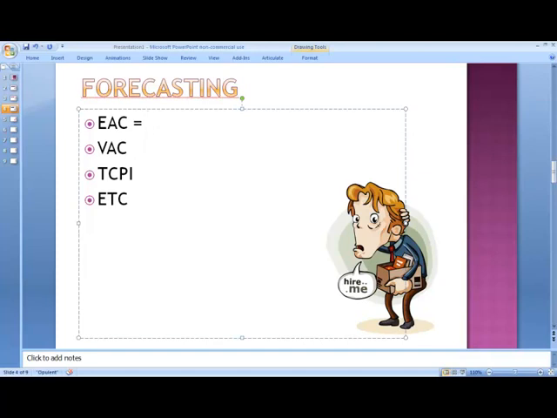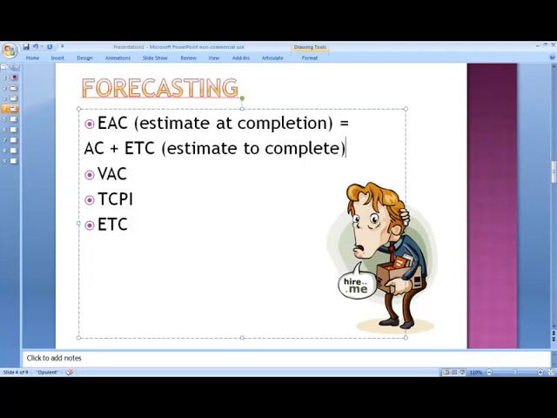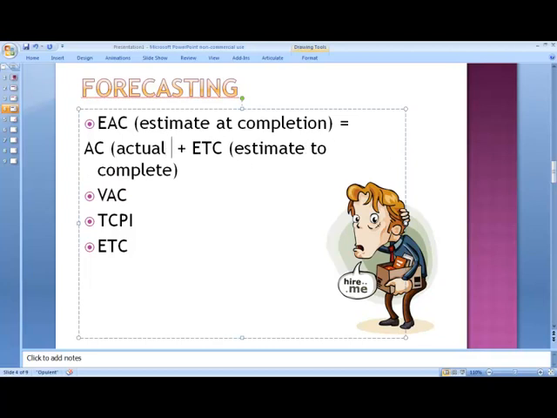So the question, I'll just put the full meaning here, estimate at completion. Lots of people incorrectly refer to this as estimate at complete. It's not estimate at complete, it's estimate at completion. That would be AC plus ETC. So I think the big question that many people have is, what is ETC? ETC is estimate to complete. And AC, as you know, is actual cost.